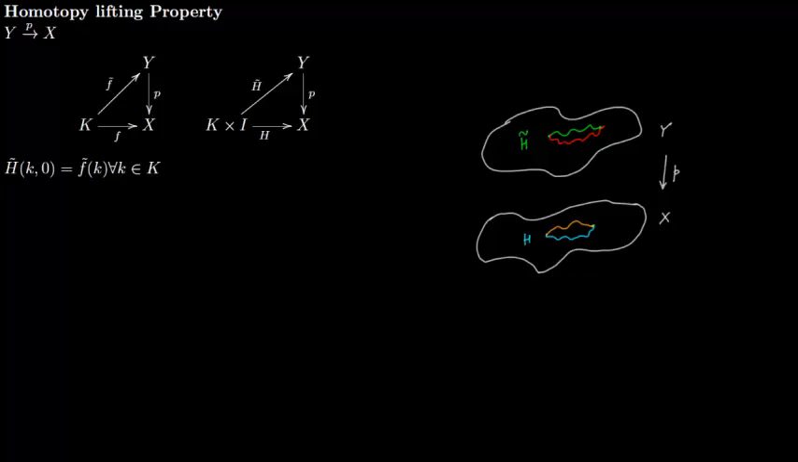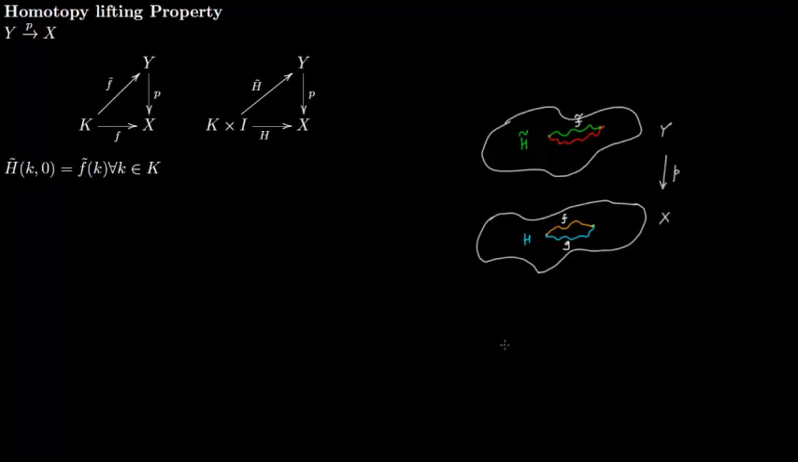We want to talk about the homotopy lifting property. So you have a projection map from space Y to space X, and you have this homotopy H, say between two continuous maps f and g, and you want to be able to lift this homotopy to H tilde such that this map f gets lifted to something like f tilde.